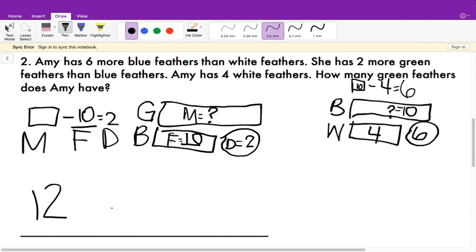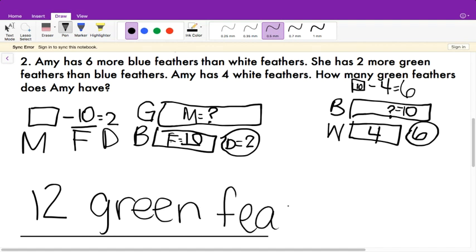And when I look for the label, I'm looking after how many? How many green feathers? Good. That was quite complicated. We had to do 2 compare equations in order to solve here. So let's see if the next one is any easier or maybe it's a little more difficult. Let's check it out.